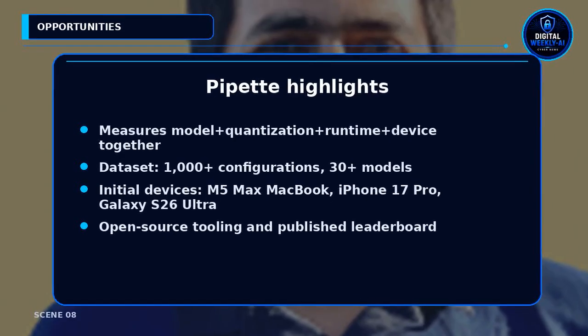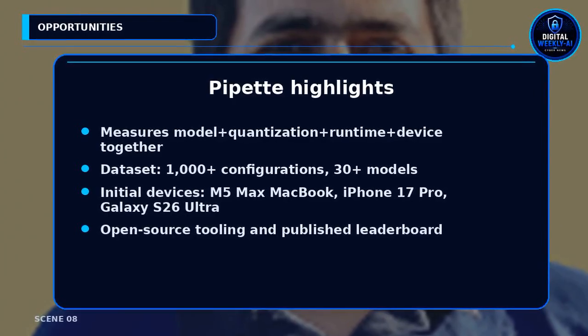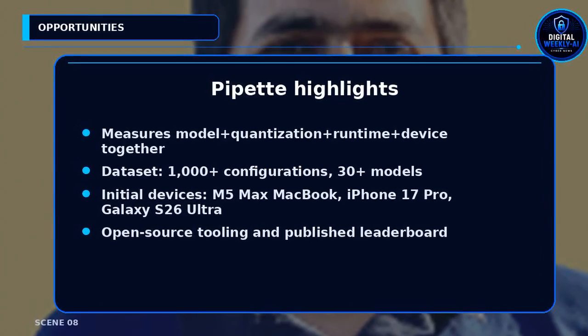Pipette measures on-device performance as a full deployment configuration: model plus quantization plus runtime plus device. It is open source under Apache 2.0 and includes Pipette-MGMT, Pipette-clients, and Pipette-scores. The launch dataset covers more than 1,000 configurations and 30-plus models. Initial verified runs come from a MacBook Pro M5 Max, an iPhone 17 Pro, and a Galaxy S26 Ultra.